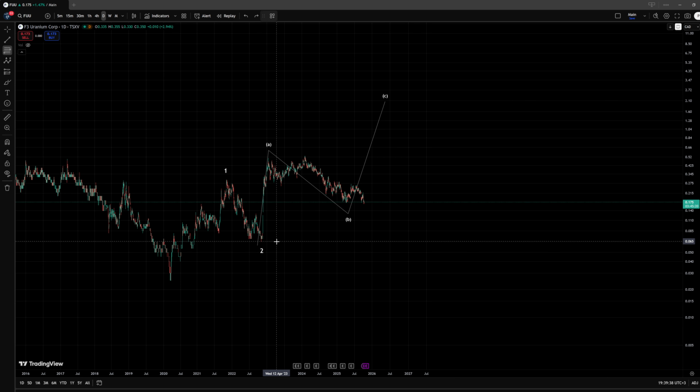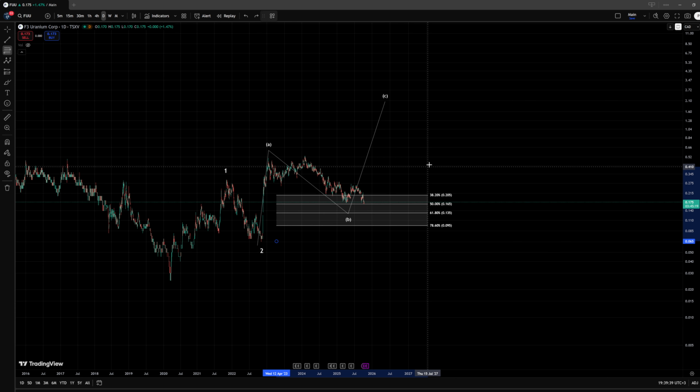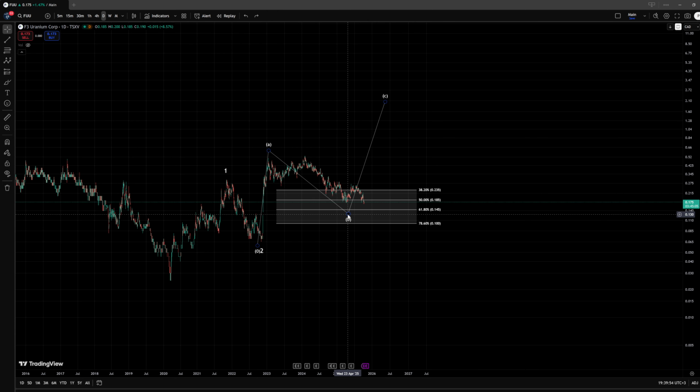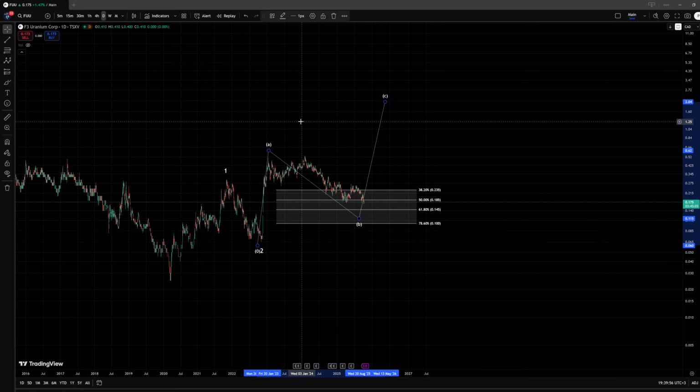Now for this to work out, I do need to hold a support zone for such a wave B, which is between the 23 cent level all the way down to the 10 cent level at a 78.6% retracement, and as long as we stay above the 78.6% retracement, we still have a high likelihood of this count working out.